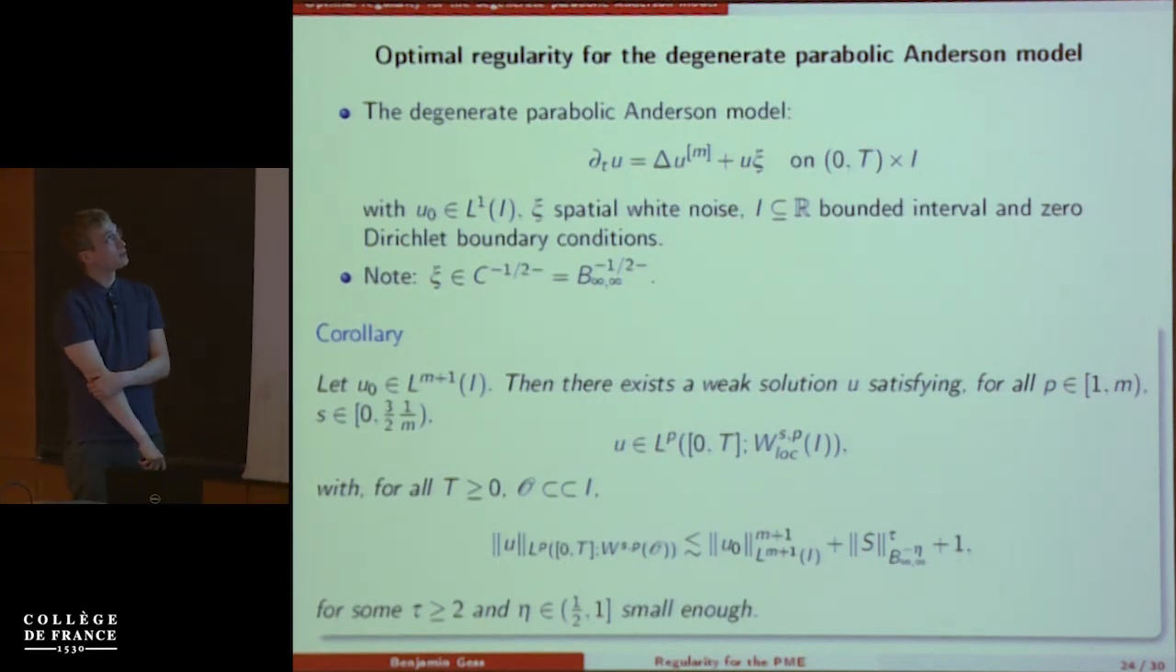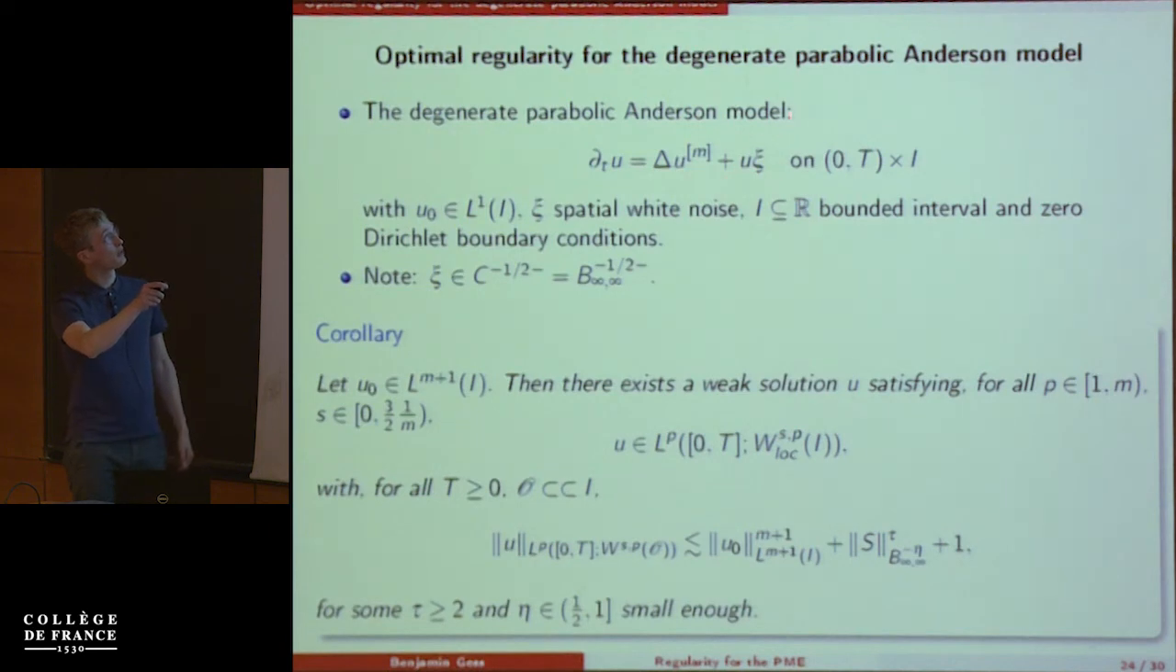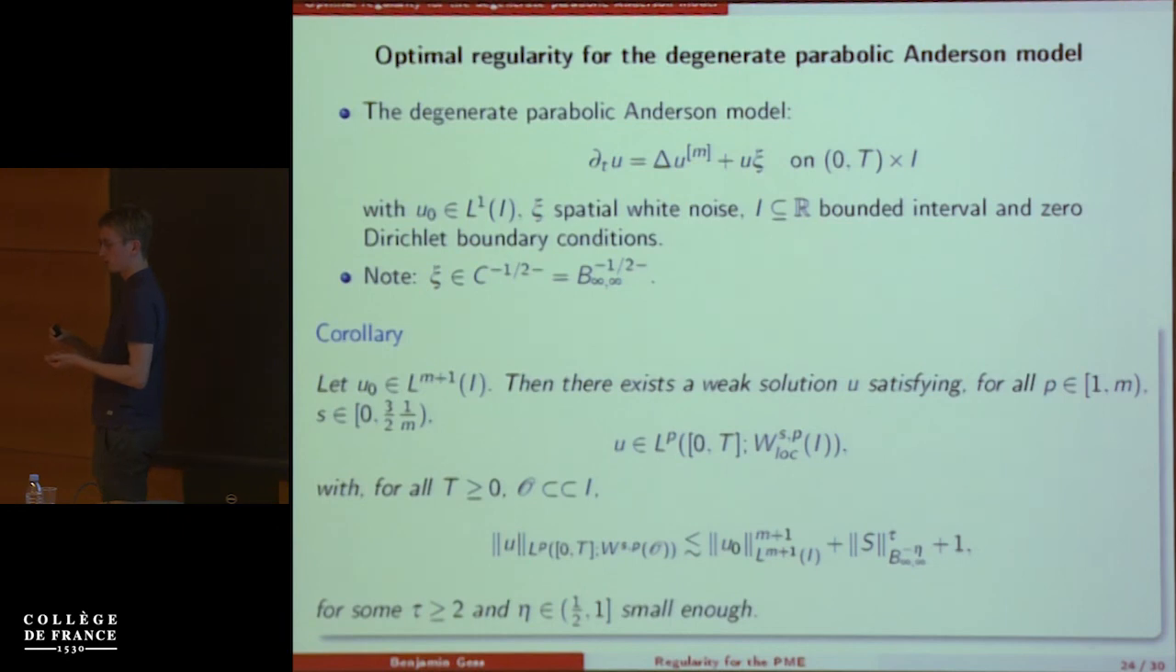Right, and 2D would be already supercritical in a sense, because the product wouldn't make sense classically anymore, since the solution would be expected to have only one derivative. The spatial white noise in dimension 2 is of regularity minus one, so the product is just not defined anymore.